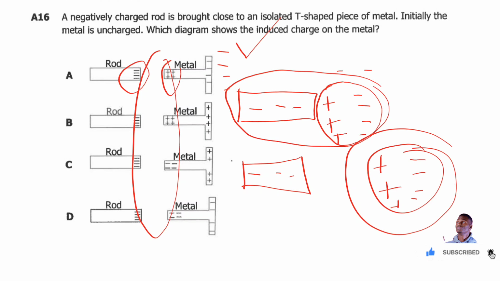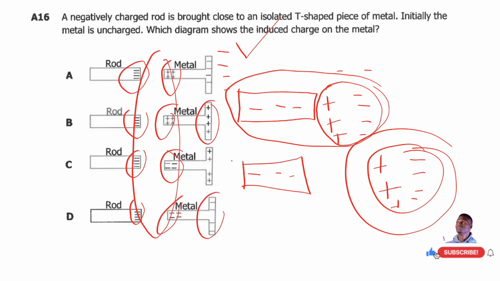Now let's go to B. B, negative, positive. No. Negative, there will be repulsion. No. The answer is A. Okay, question 16 done. Let's go to question 17.